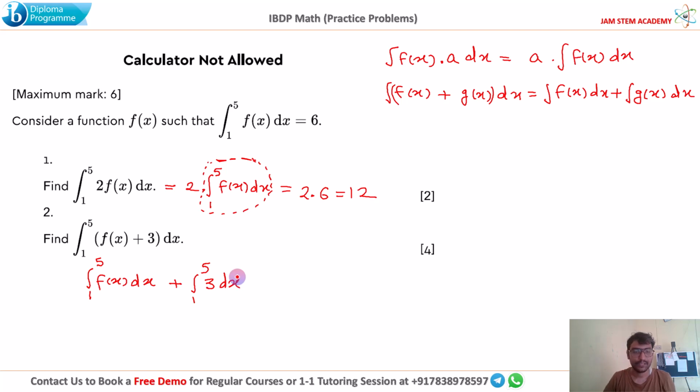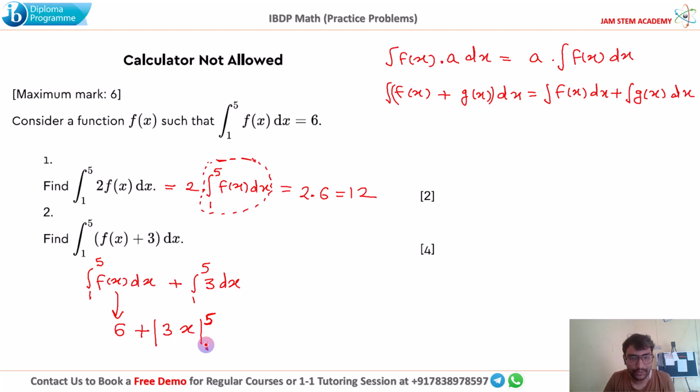So what is that? This value is already given in the question again, so it is 6 only. But what about that part? 3 comes out, you have to integrate 1. Integration of 1 is simply x. So basically you got 3x. Now you have to put the limits. Limits are what? 1 to 5. So in place of x everywhere, put the upper limit which is 5. Then take a minus sign and in place of x everywhere put 1.